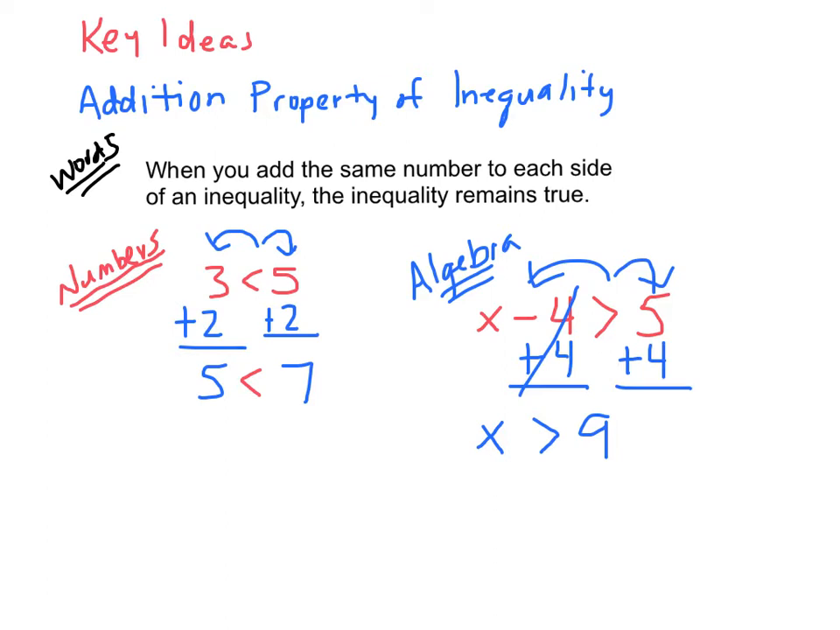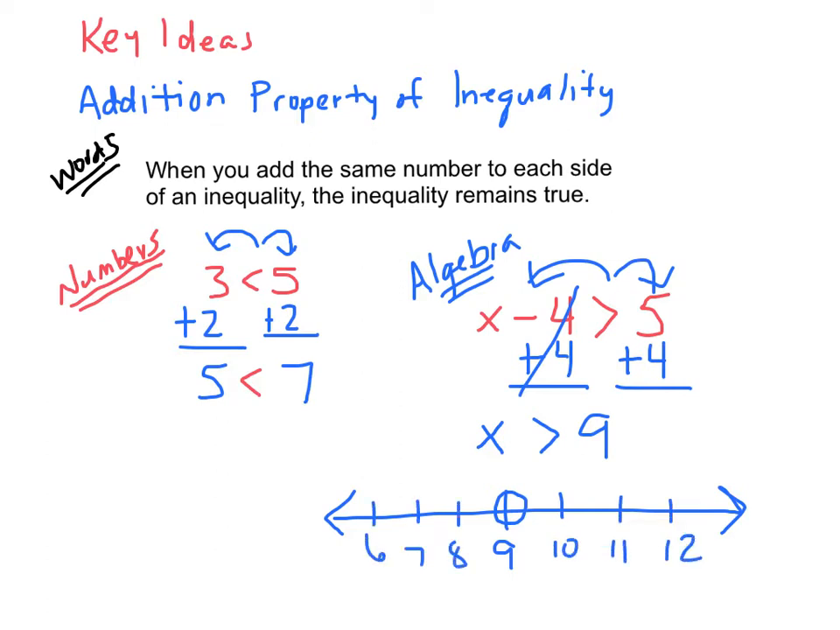Because we've solved it as far as possible, we could graph this. And it's very simple. All we do is put our 9. It's got to be an open circle because we don't have the is equal to sign. And then what does it tell us? Let me just get these plotted real quick, 8, 7, and 6. So it's telling us that x is greater than 9. That means anything larger than 9 would work.